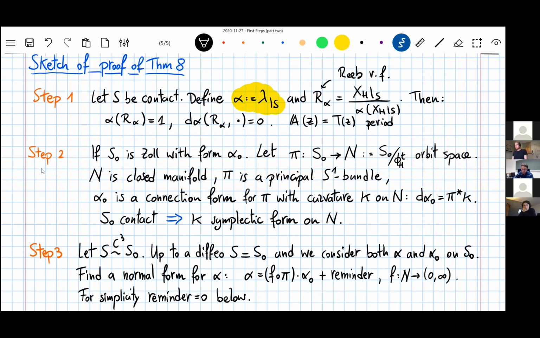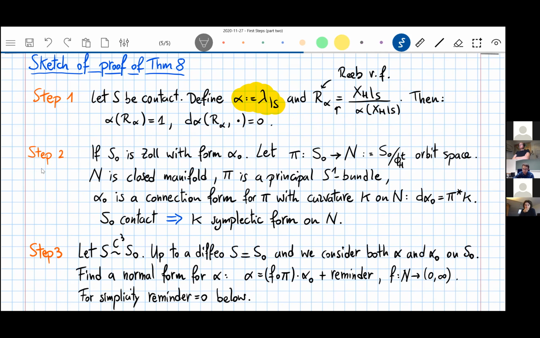We get this vector field, which is called the Reeb vector field. And then this Reeb vector field has two important properties. The first property is that in the direction of R_alpha, alpha is equal to 1, by this definition here, basically. And the second thing is that R_alpha annihilates d alpha. This is also not difficult to see, but it has to do with the fact that lambda is a primitive of omega.